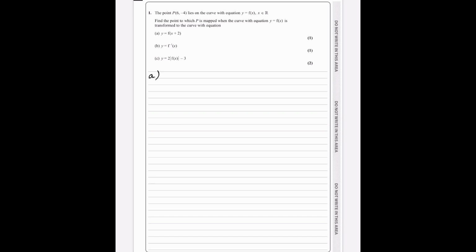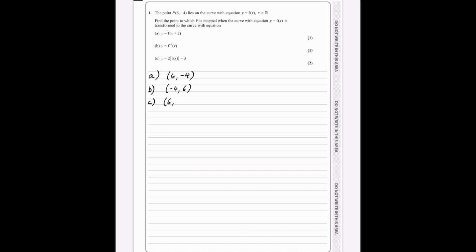Okay, the first question. f of x plus 2 is shifting it 2 places to the left, so that's going to be 4, negative 4. y equals inverse f of x is swapping the x and the y coordinates around, so negative 4, 6.